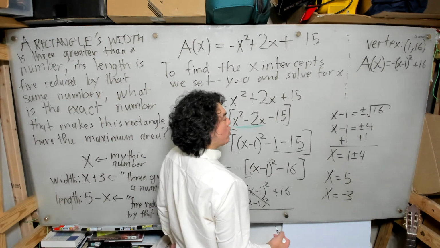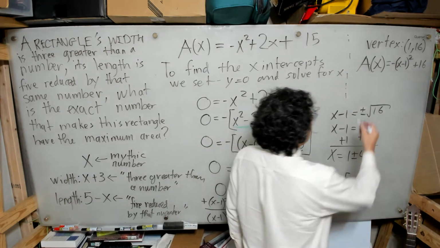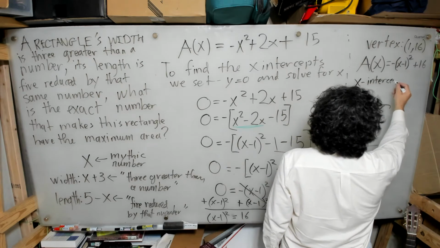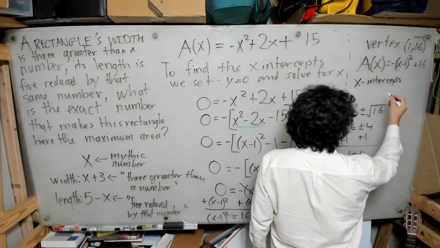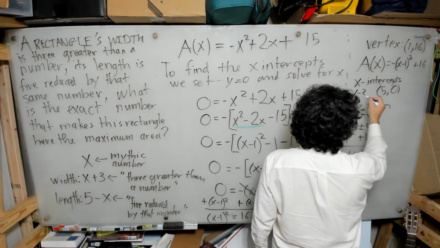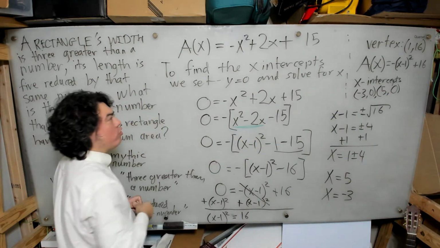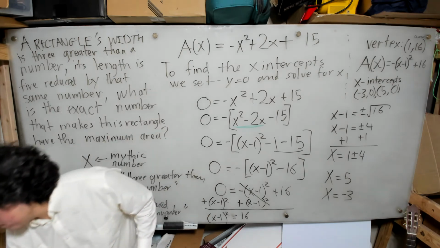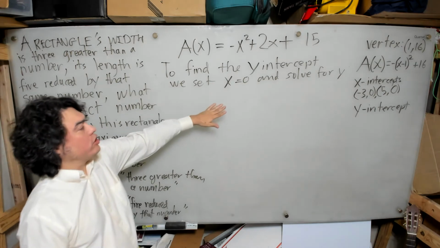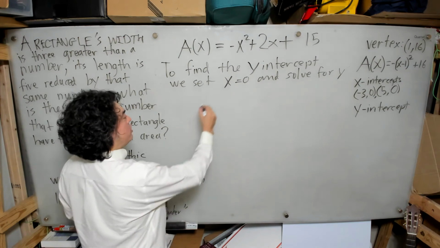So these are our two x-intercepts. Let's summarize these x-intercepts here for the purposes of referring to them when we're graphing. They're going to be (5, 0) and (negative 3, 0). Now we're going to find the y-intercept of this graph. What we're going to do is set x equal to 0 and solve for y. So let's do that together.